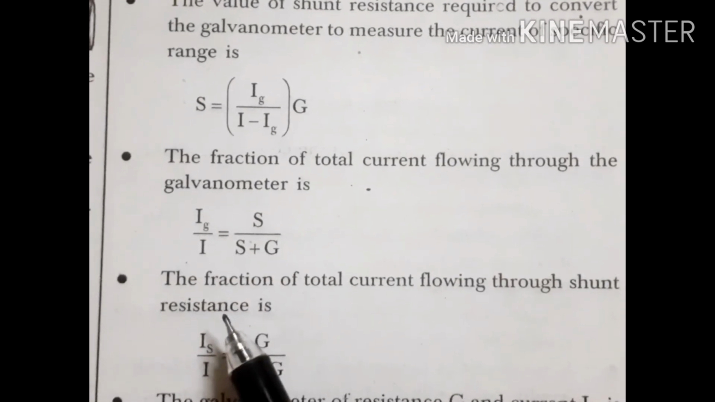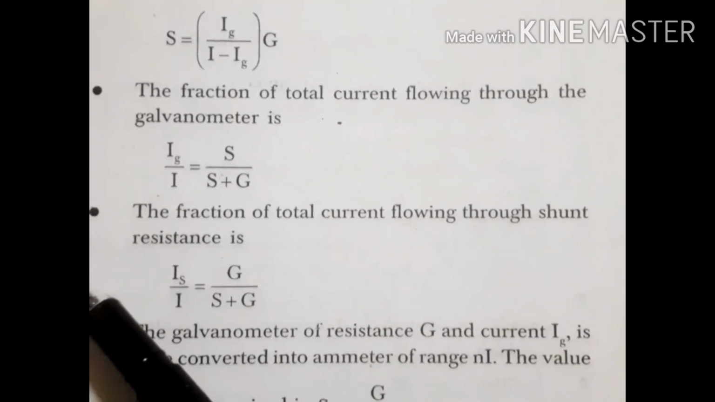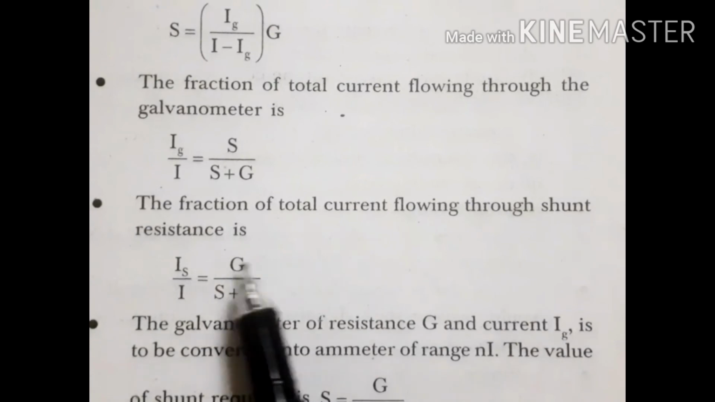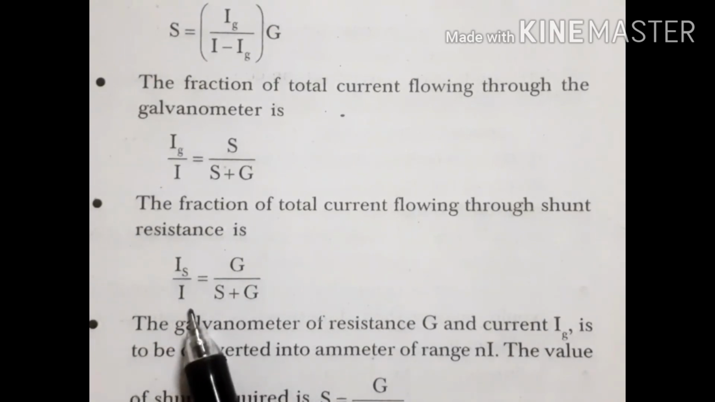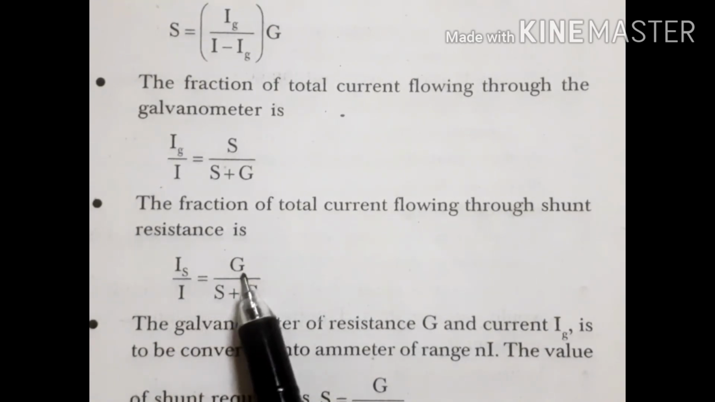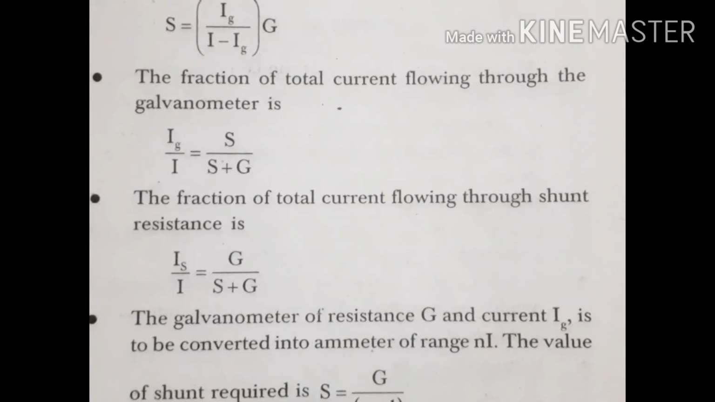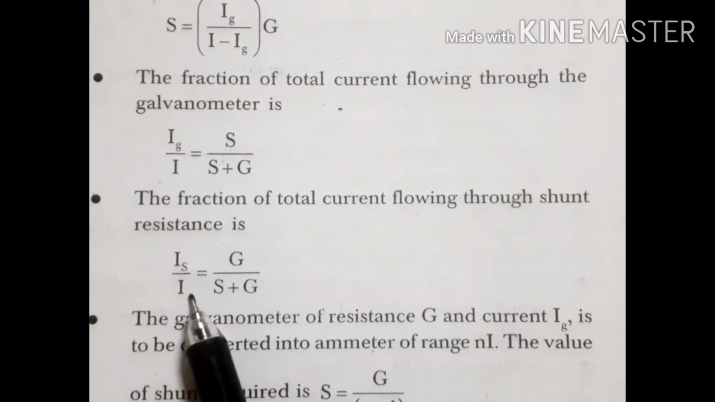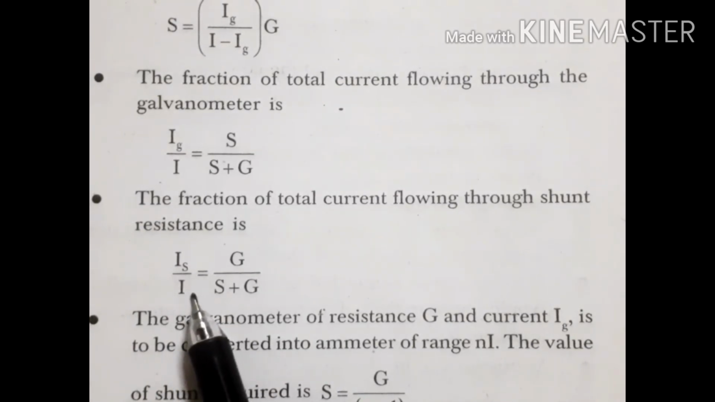In a similar manner, the fraction of current that passes through the shunt resistance is given by Is divided by I is equal to G divided by S plus G. See both the formulas: Ig divided by I is the fraction of current passing through the galvanometer, and Is upon I is the fraction of current passing through the shunt resistance.